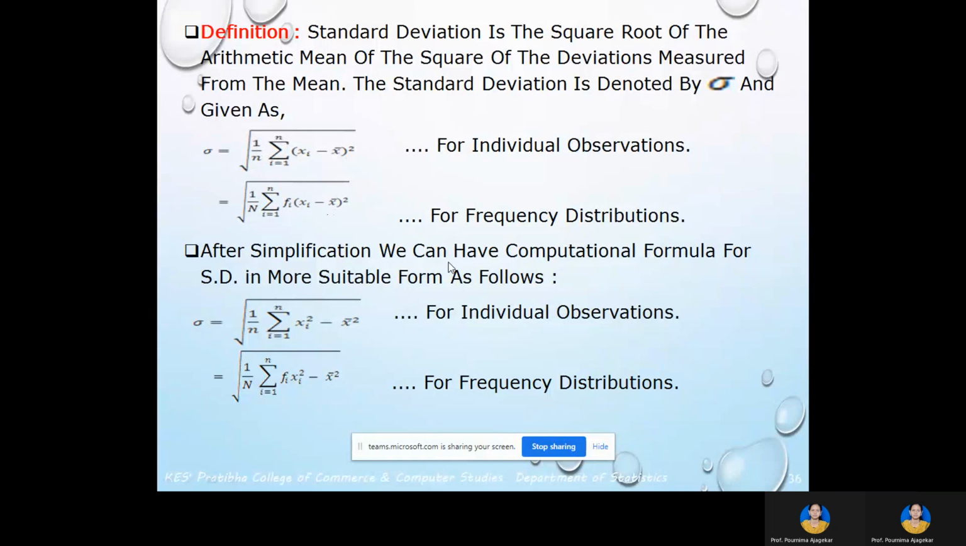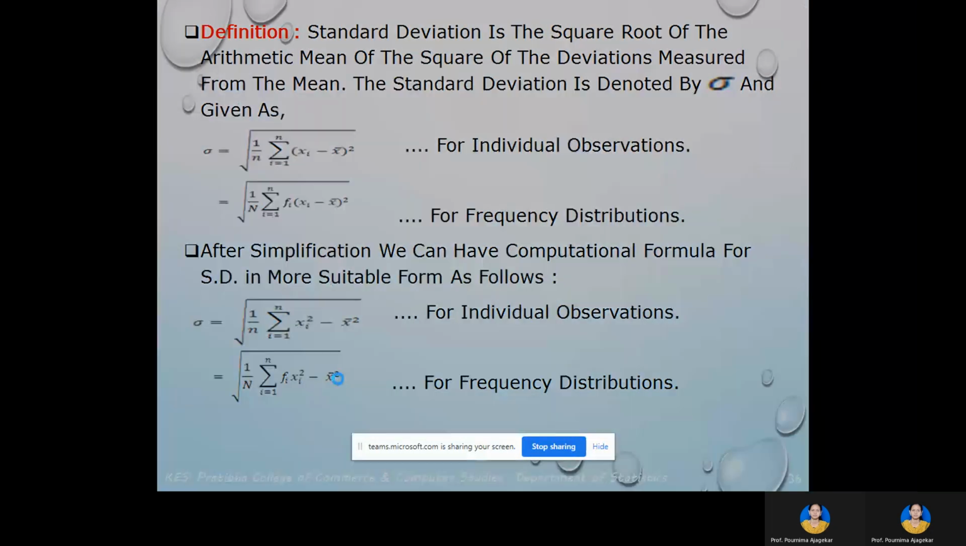After simplification, we can have a computational formula for standard deviation in a more suitable form as follows. After simplifying the above formula, we get the standard deviation for individual observations as square root of 1 upon n summation of xi square minus x bar square, and for a frequency distribution, sigma is equal to square root of 1 upon capital N summation of fi xi square minus x bar square.